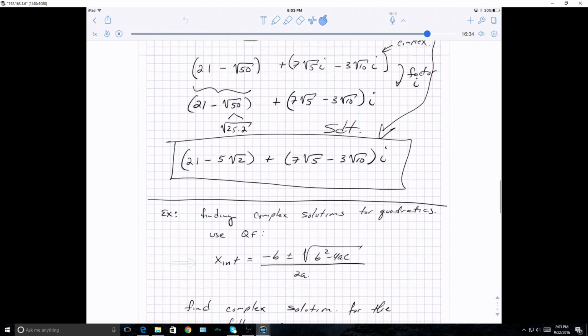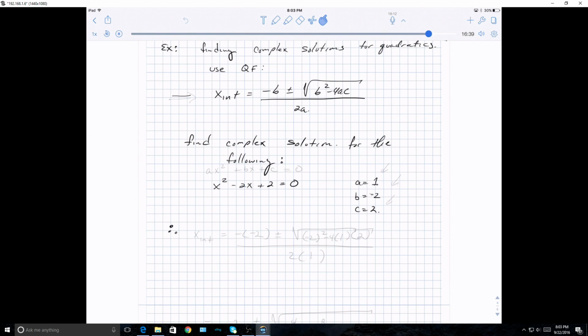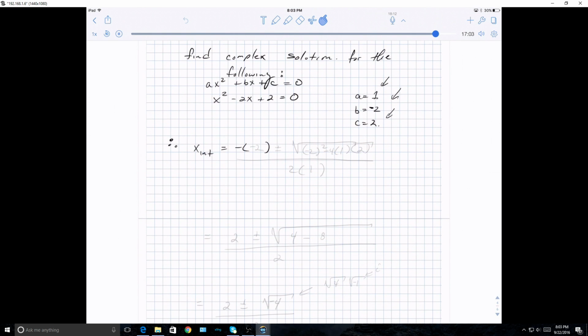Alright, so now let's look at finding complex solutions for quadratics. My advice is to use the quadratic formula and do some substitutions, knowing that this is the standard ax squared plus bx plus c is equal to 0. So all I did was make a list of a, b, and c values. Now b is negative 2. So I'm just going to insert these into the formula by just rewriting everything.